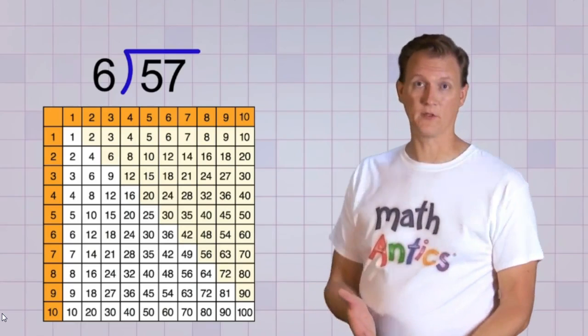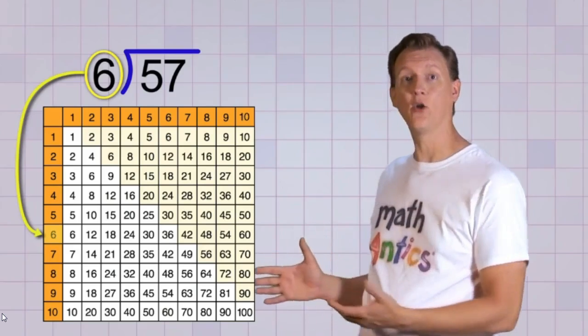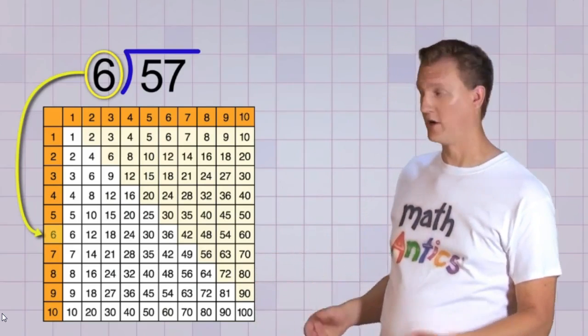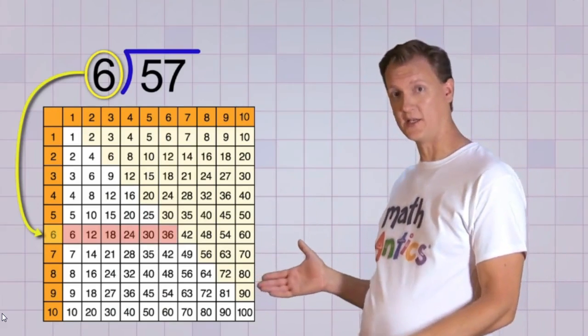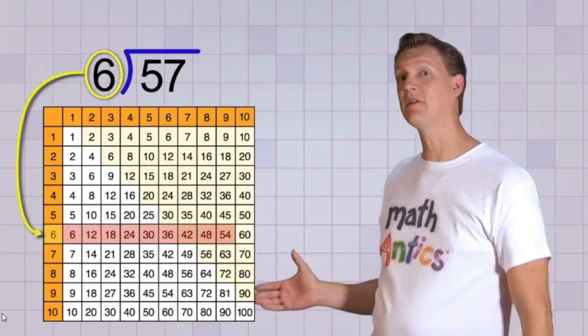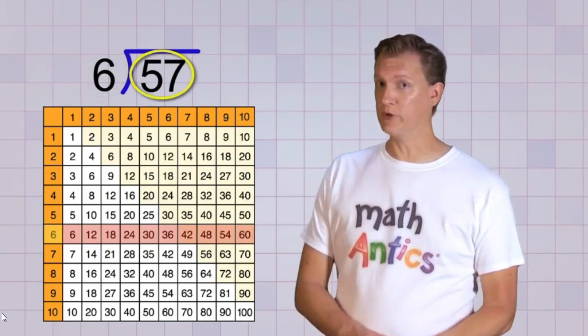The nice thing about a multiplication table is that it shows me all the multiples of a number. For example, since I want to know how many 6s I need, I can look on this row of the chart and see all the multiples of 6. Here they are: 6, 12, 18, 24, 30, 36, 42, 48, 54, and 60. We need the multiple that's 57, or almost 57.